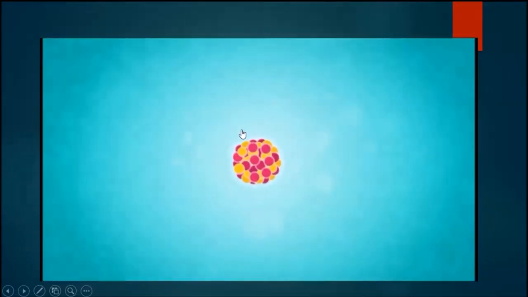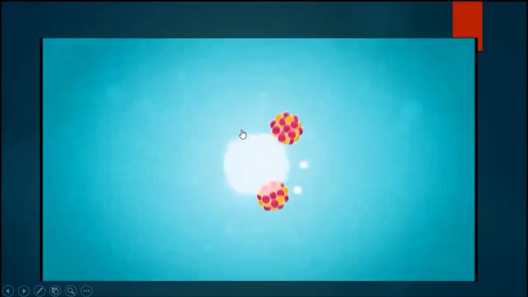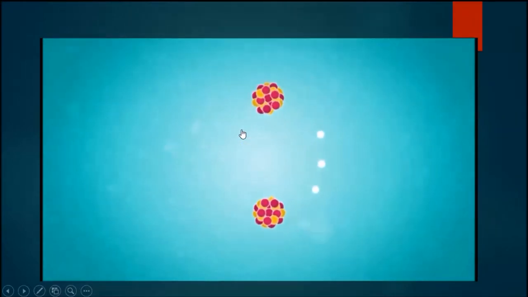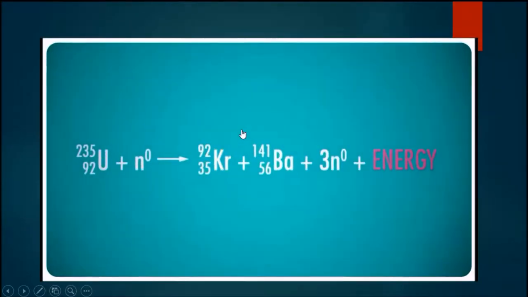There are several ways that it can react, but the reaction is almost always triggered by hitting uranium with neutrons from another source. When that happens, the uranium splits into smaller atoms. One such reaction produces krypton-92. Yes, krypton is a real thing, along with barium-141, three free neutrons, and lots of energy.